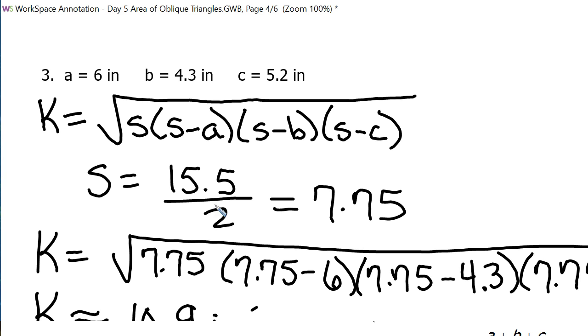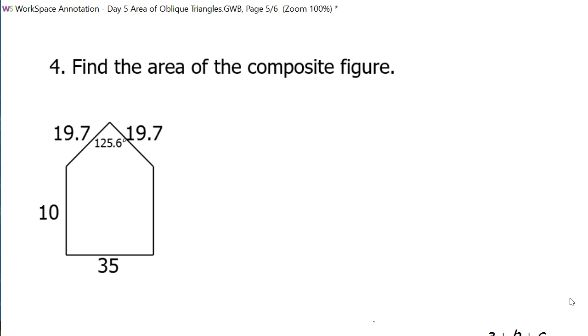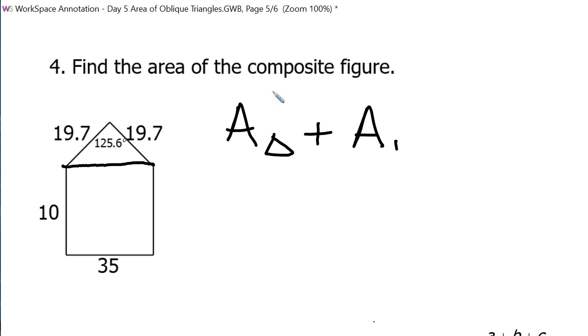Okay, problem number 4. The instructions say to find the area of the composite figure. So this figure is composed of what 2 shapes? A triangle and a rectangle. So to find the total area of this composite figure, we need to find the area of the triangle and add the area of the rectangle.